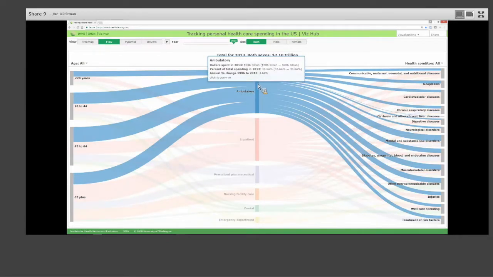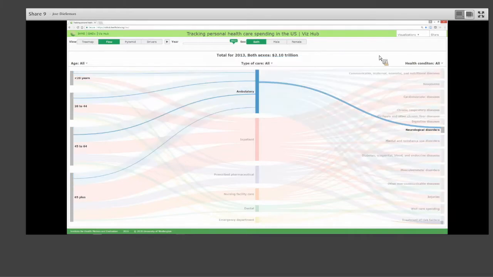So you can see that in outpatient care, it's relatively split across all the age groups. And you can see on the right where the spending is going as far as the health conditions. You can see some of the thicker bars, things like mental and substance abuse disorders, have some fairly large bars, meaning there's a lot of spending in those categories, whereas there are thinner bars in categories like the neurological disorders just above it.